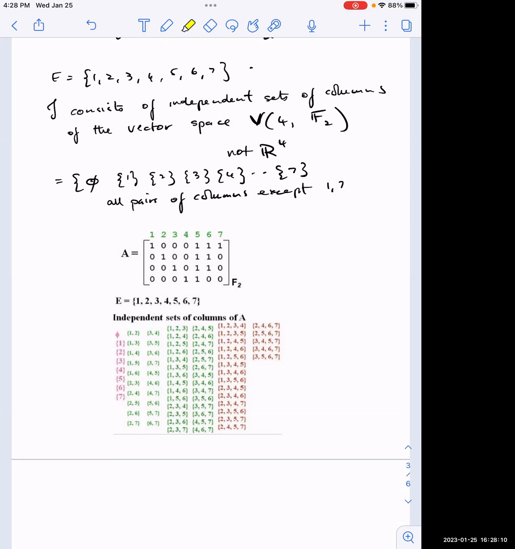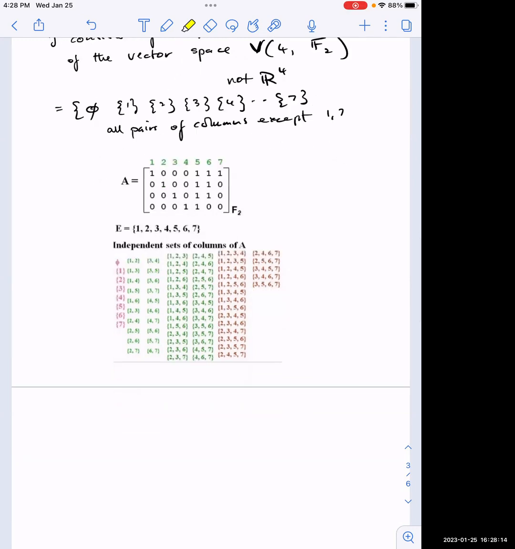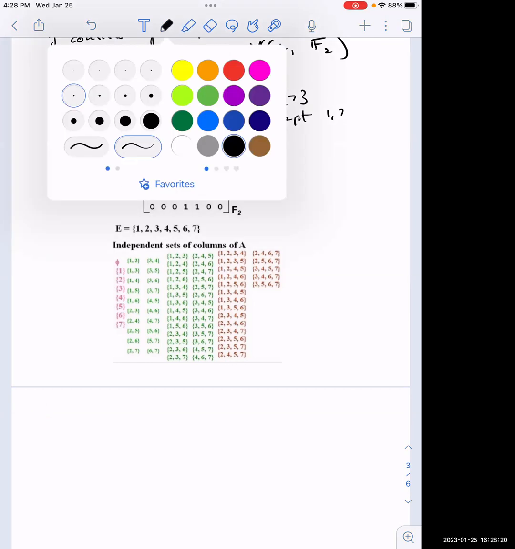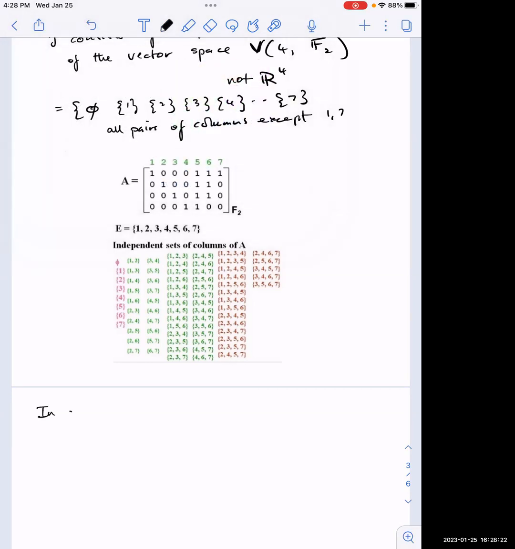Having said that, the next thing I have is rank. I do bring up rank, but there are rank axioms. Rank axioms come later. So in general, let A be a rank R matrix.